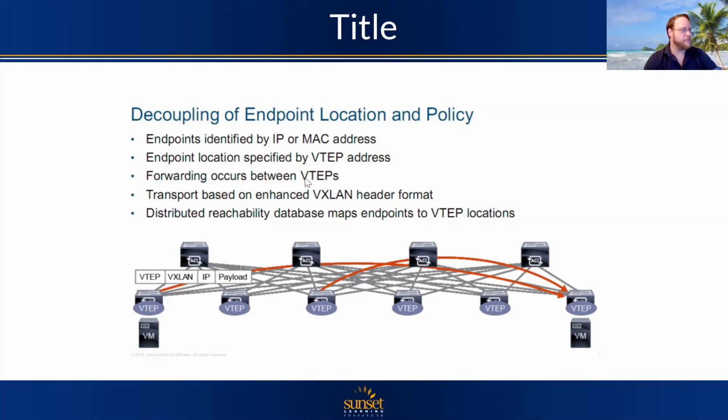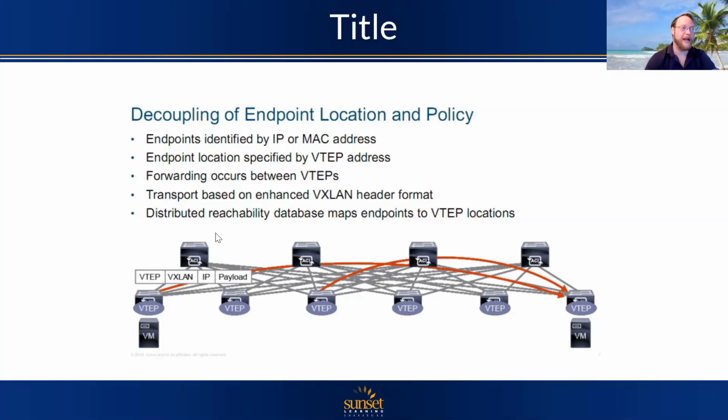So forwarding does occur between the VTEPs, absolutely. Transport is based on VXLAN header information. That's going to be things like your VXLAN tunnel ID. And there's some ACI stuff in there that gives us a good idea of the policy that we're trying to instantiate. The last thing here is the distributed reachability database, which maps endpoints to VTEP locations.